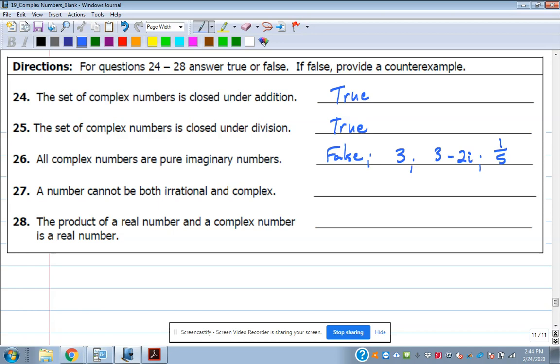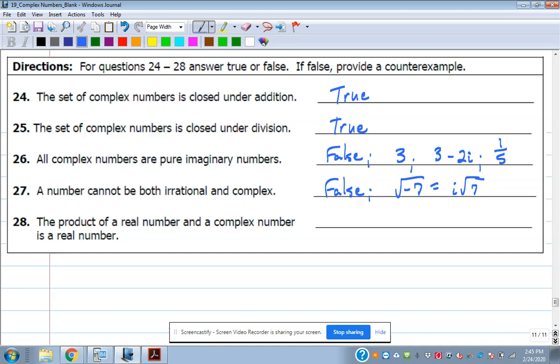27, a number cannot be both irrational and complex. Is the irrational bucket inside of the complex box? Yes. So that would be false. Take, for example, the square root of negative 7. That's i radical 7, isn't it? That's definitely a complex number, isn't it?